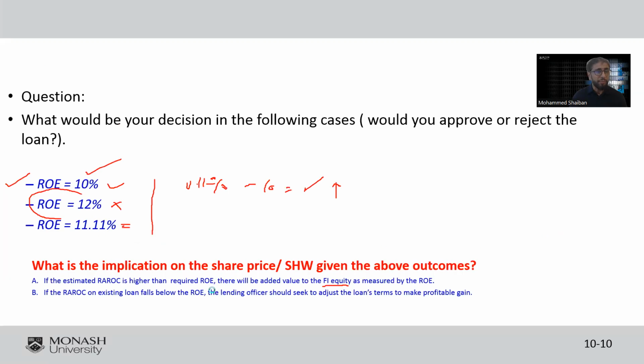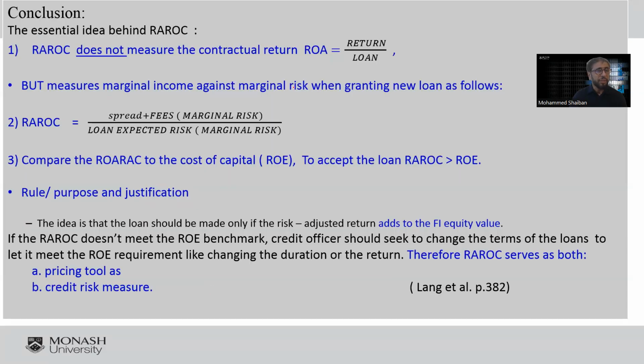With this, this is just the summary. So you can look at the summary. As you can see, the RORAC does not calculate the ROA. We are not calculating the ROA, but we are calculating the spread, the additional or marginal return over the marginal risk, and seeing if we decide to take this loan, how much the difference will be in the value of the company, since we are going to exceed the ROE.